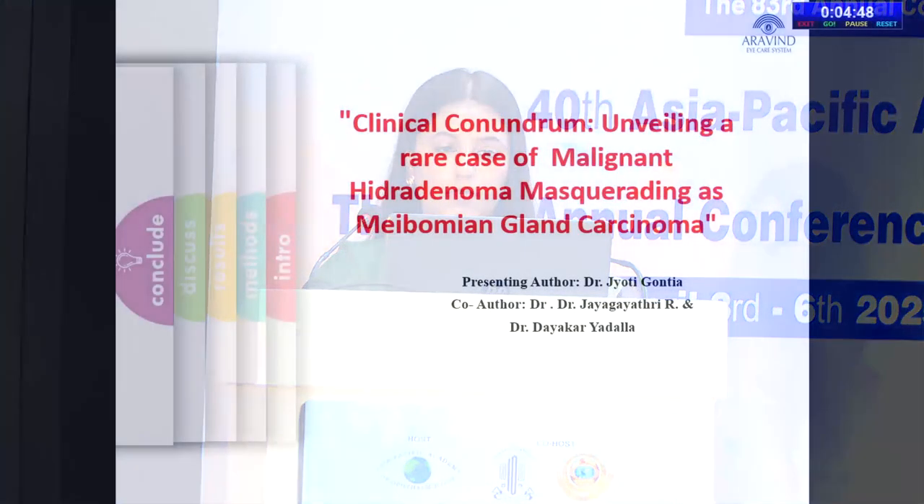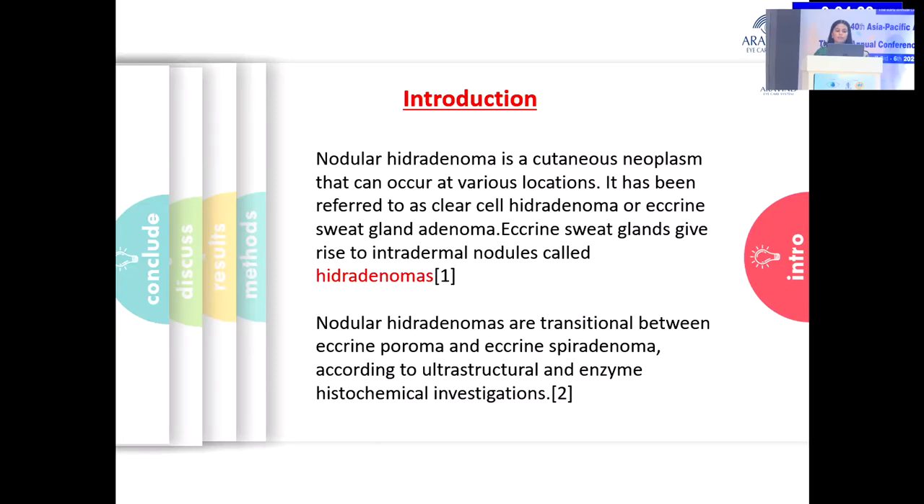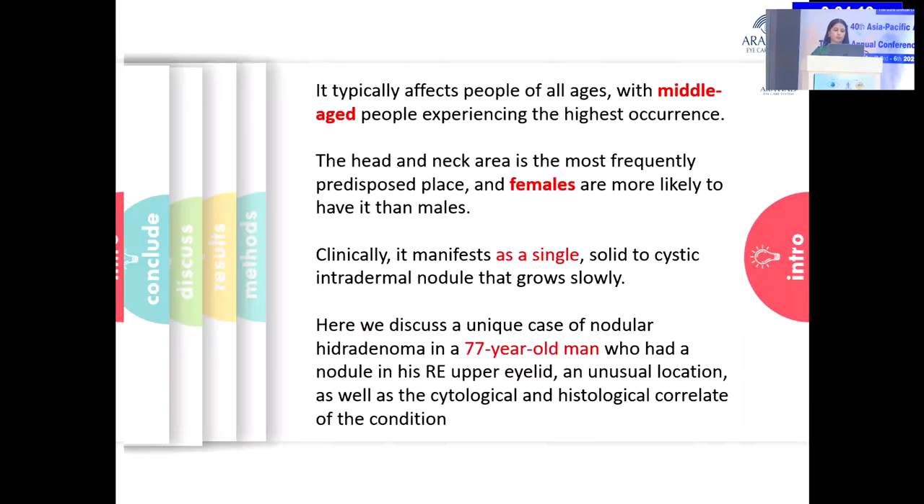Okay, please. Good morning, everyone. I'm presenting a case. It is a clinical conundrum unveiling a rare case of malignant hydroadenoma masquerading as meibomian gland carcinoma. Nodular hydroadenoma is a cutaneous neoplasm that can occur in various locations. It has been referred to as clear cell hydroadenoma or eccrine sweat gland adenoma. Eccrine sweat glands give rise to intradermal nodules called hydroadenomas. Nodular hydroadenomas are a transition between eccrine poroma and eccrine spiradenoma according to ultrastructure and enzyme histochemical investigations.